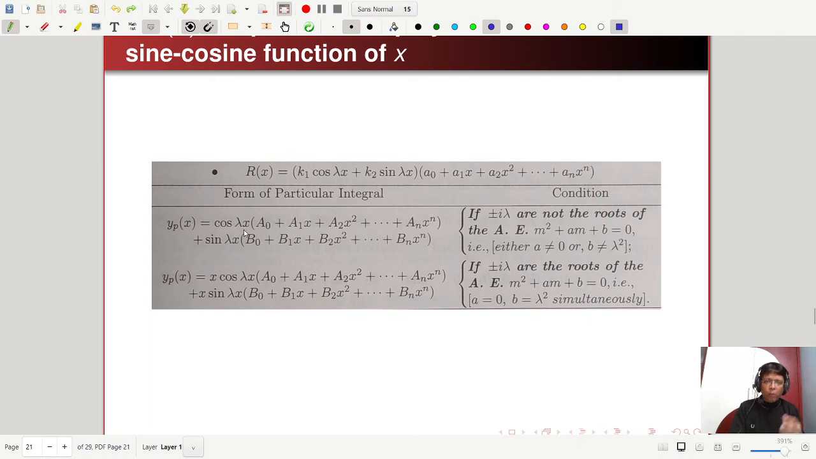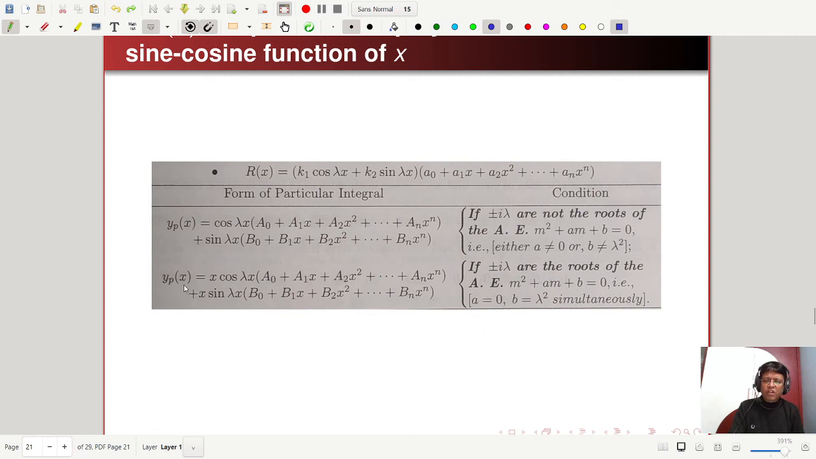It will be a much more complicated one. If you have a cosine function and the polynomials, then it will be much more complicated because a lot of constants are involved. So it will be cos lambda x into a polynomial in x, a0, a1, ... an, plus sin lambda x times b0, b1, ... bn.